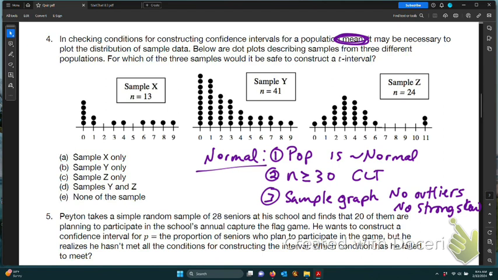So when you look at this, the first thing you should think about or read is, does it say anything about the population in the problem? It didn't, okay? So obviously population being normal is kind of out.